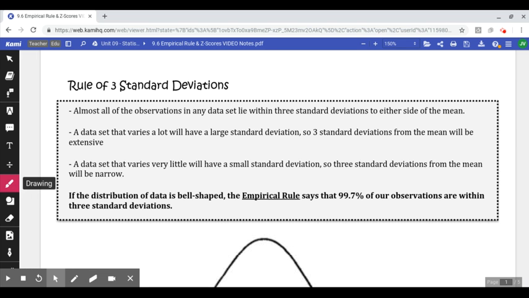In this concept video, we're going to be discussing the empirical rule, or the rule of three standard deviations. Let's read through each one of these statements, then we're actually going to draw this on the normal model, the bell-shaped curve, which is pictured below.